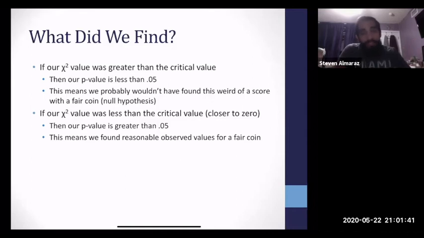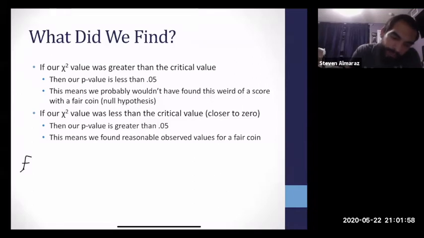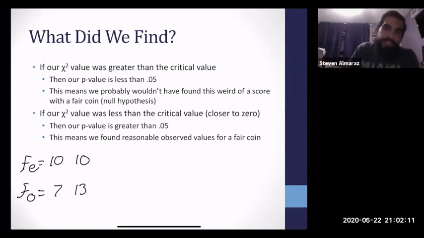7 and 13, you get a little bit closer. You start pushing it a little bit more. In fact, we've got a little bit of extra time here, so maybe I'll just calculate the chi-squared for 7 and 13, okay? So our frequencies expected were 10 and 10. And our frequency observed in that case would be 7 and 13. I'm not sure if this is actually going to be significant. It's not that far off, all right?